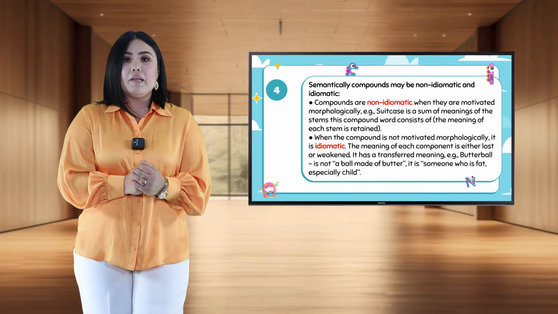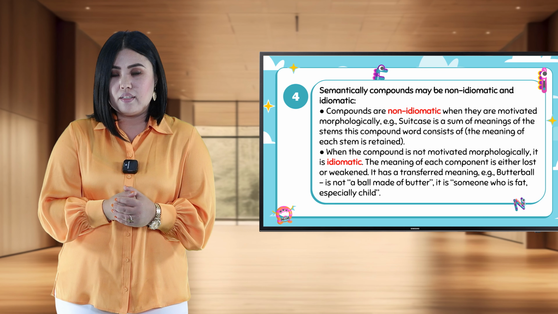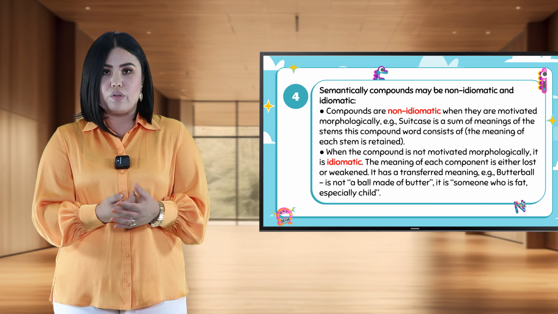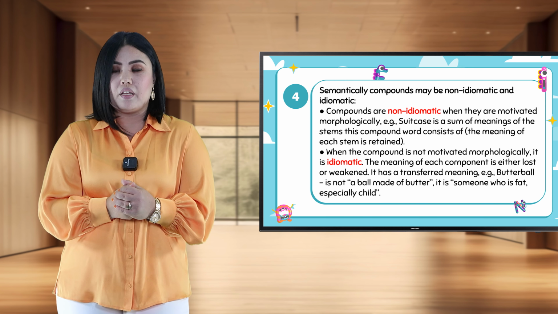According to the meaning of the whole, we have two types of compound words. They are non-idiomatic and idiomatic. When a compound word is motivated morphologically, in this case it is non-idiomatic. For example, suitcase. When a compound word is not morphologically motivated, it is an idiomatic compound word. Idiomatic compound words have transferred meaning.